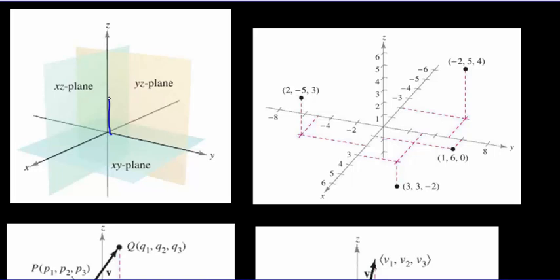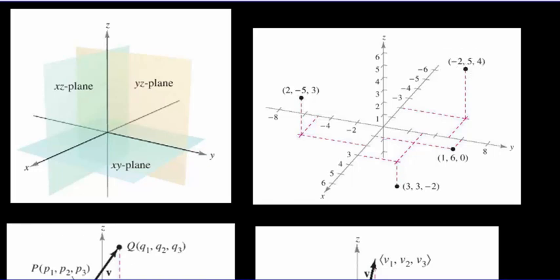And when you do that, you get other planes, right? You get the xz plane, the yz plane, the xy plane. In other words, you have now points in space that you can identify. But when you're just dealing with two dimensions, x and y, you have ordered pairs. When you add that third dimension, you have ordered triples.